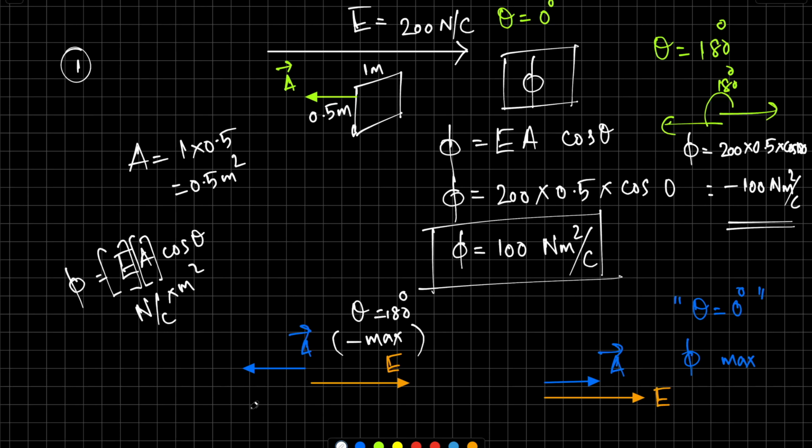What if the electric field vector and area vector are perpendicular to each other? This is the direction of the electric field vector, and the area vector is perpendicular to it. The angle between them is 90 degrees. So theta is 90 degrees. Cos 90 is 0. So flux will be minimum, or 0.